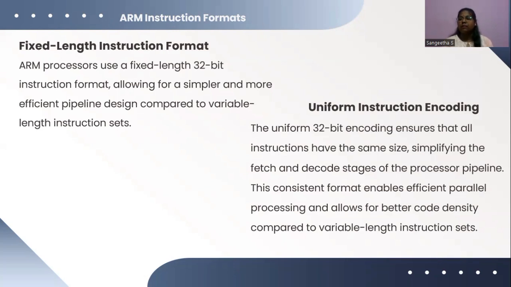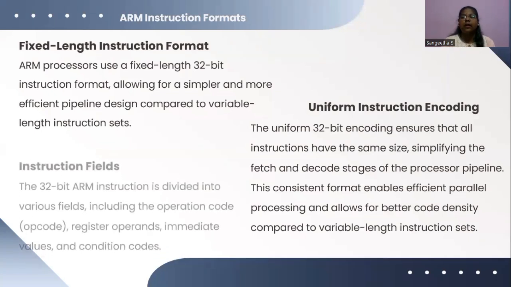The best example for uniform instruction is the pipeline. In a pipeline, we know there are many stages. For example, we are using fetch, decode, and execute stages. The three stages should have the same size. That is, if the fetch stage has 32 bits, then the decode and execute stages should also have 32 bits. This type is an instruction format known as uniform instruction encoding.